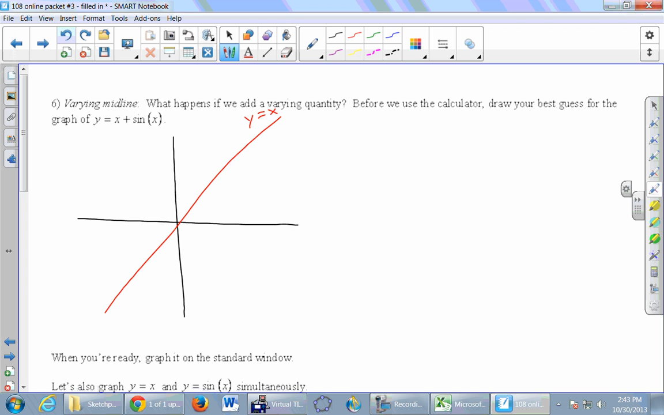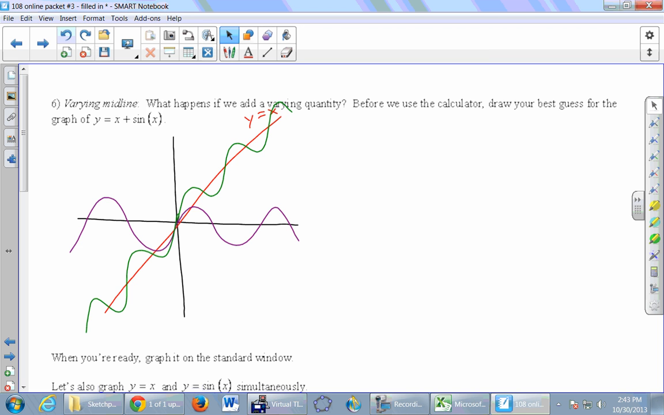And then we're going to think about sine x, but instead of sine of x bouncing up and down on the x-axis like it normally does, it's now getting pushed up by whatever that red thing is. So the sine function is going to grow, and it's going to go up and down and up and down and up and down. And then down here, the sine function will be way negative, and we'll get stuff like that. So it's going to look something like the green.